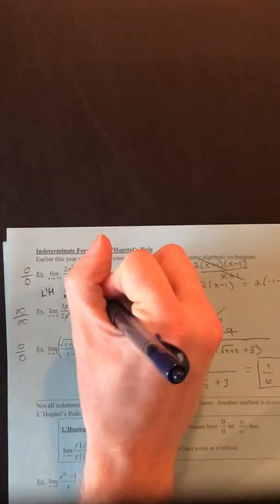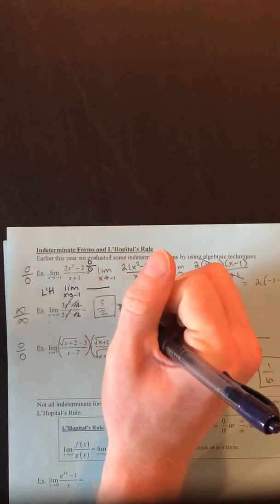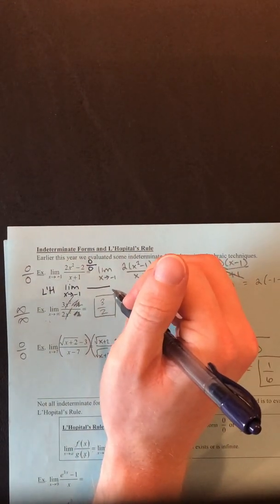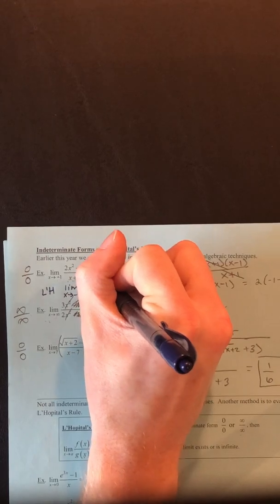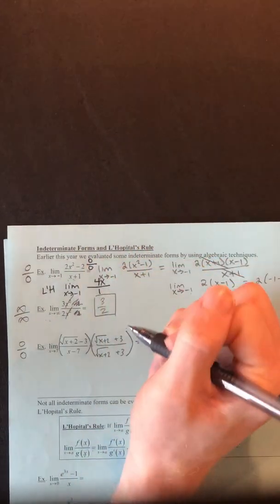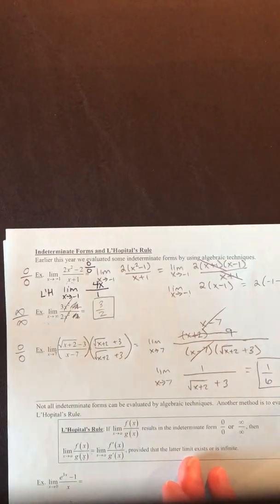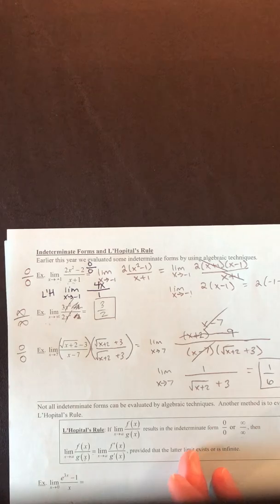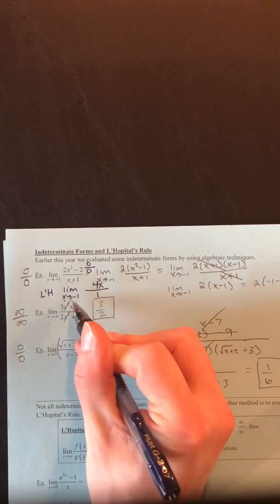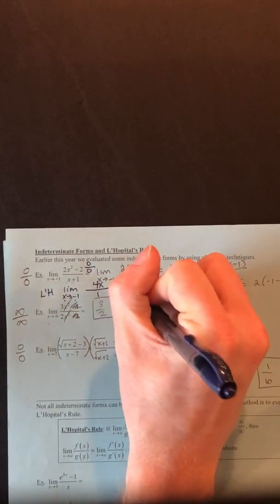The derivative on top, I know it's been a while since you've done any calculus, but hopefully you still know that the derivative of 2x squared is just going to be 4x, and the derivative on the bottom is just going to be 1. Okay, now I've used L'Hopital's rule once. Let's just try to evaluate it. So now I'm going to plug in my x's as -1s.